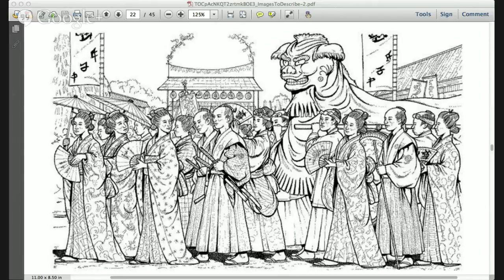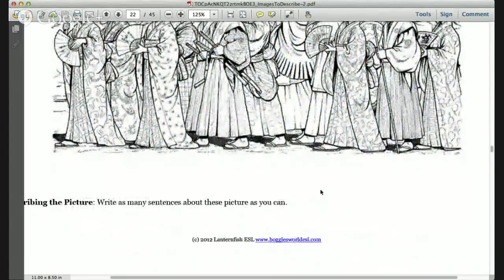Before we go to the next picture, does anyone have any questions about the vocabulary? I have one question. How do you pronounce kimono? Just like that. Kimono. Yeah, it's perfect. Okay, let's go down to the next one.